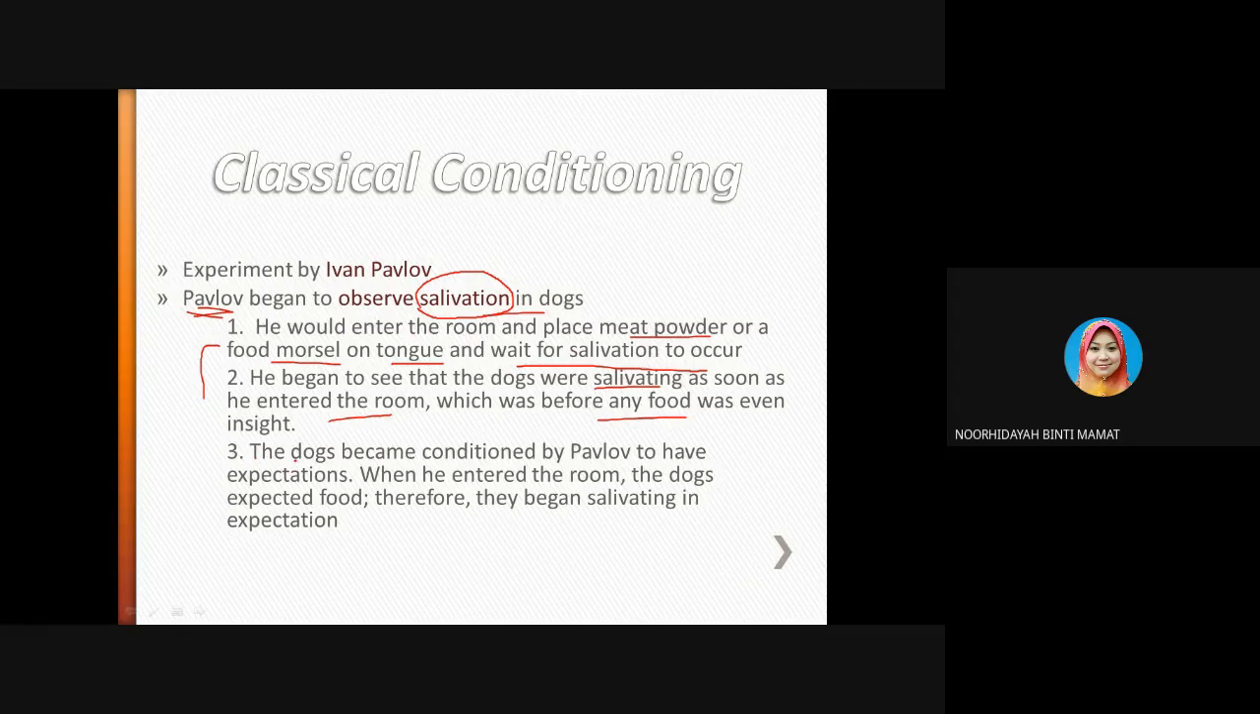So the situation is that the dog became conditioned by Pavlov to have expectation. When he entered the room, the dog expected food. Therefore, they began salivating in expectation. Okay, so this is the first step of the experiment.